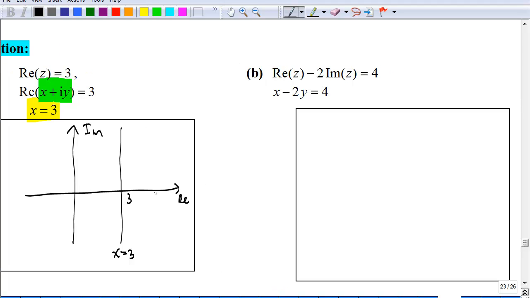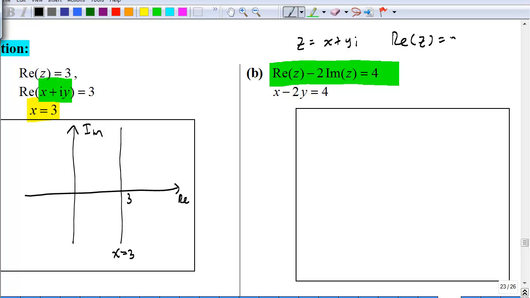Now for B, you are given real part of z minus 2 imaginary part of z is equal to 4. Again, you know that your z can be written as x plus yi. So the real part of z refers to x, and the imaginary part of z refers to y. So therefore, you can reduce it to this form.